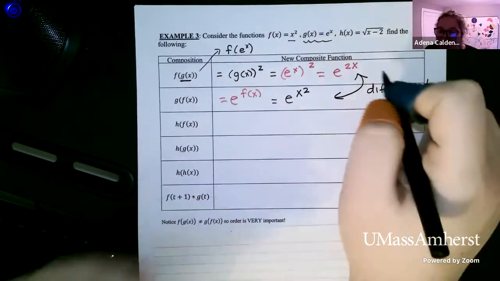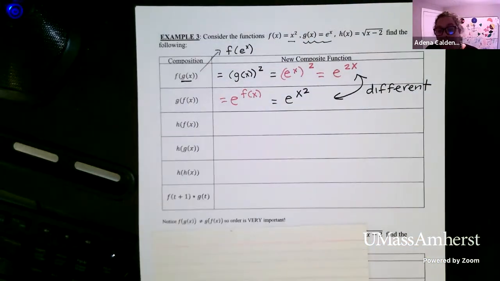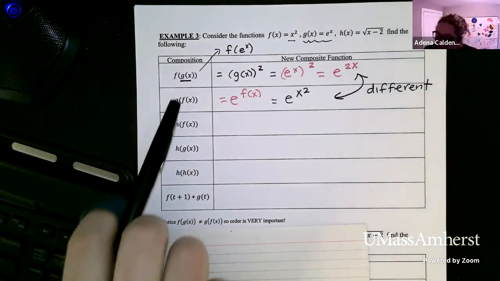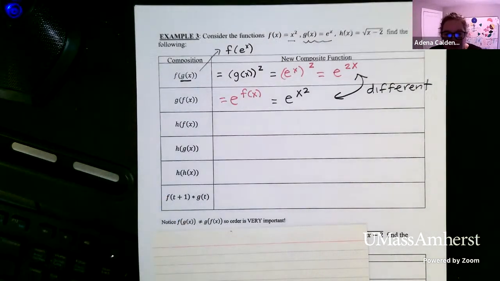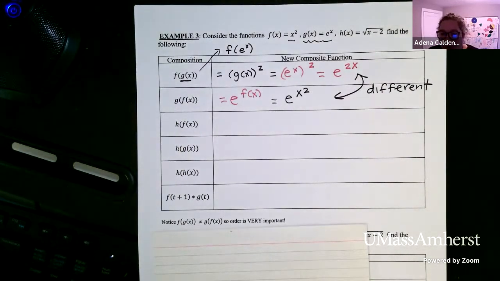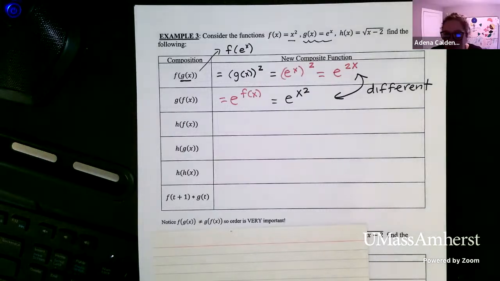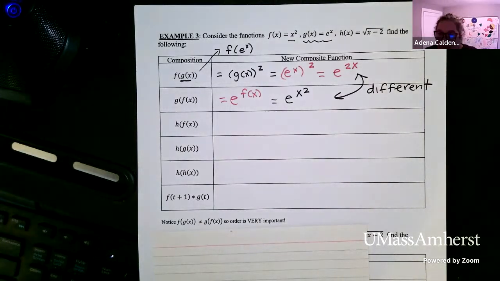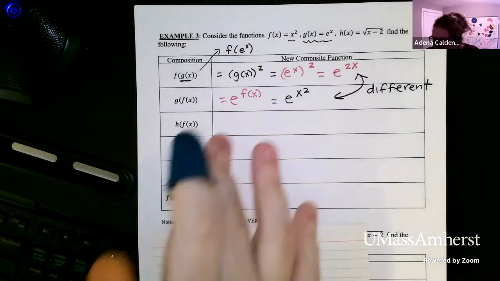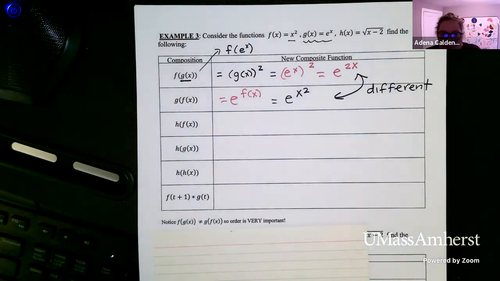I want you to notice here that these are different. They're similar, e to the 2x and e to the x squared, but they are different. One of the main takeaways here is that f of g of x is different than g of f of x, so the order is important. You can't go willy-nilly plugging in things however you want. You have to do it in the order that's listed in the problem, so that you don't get the wrong answer.